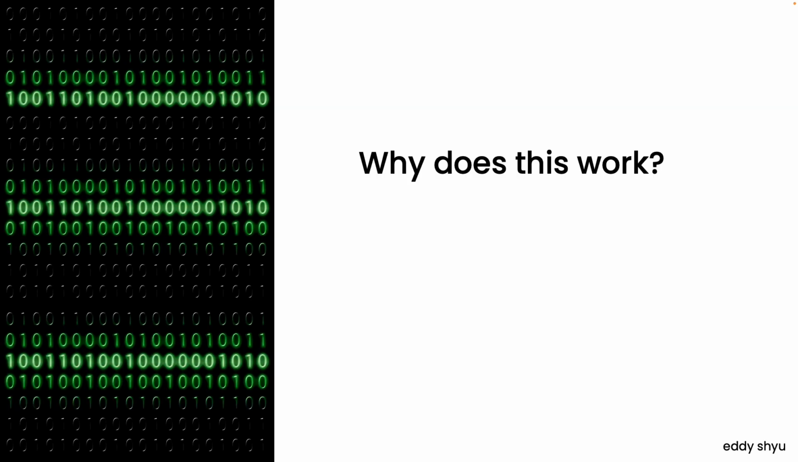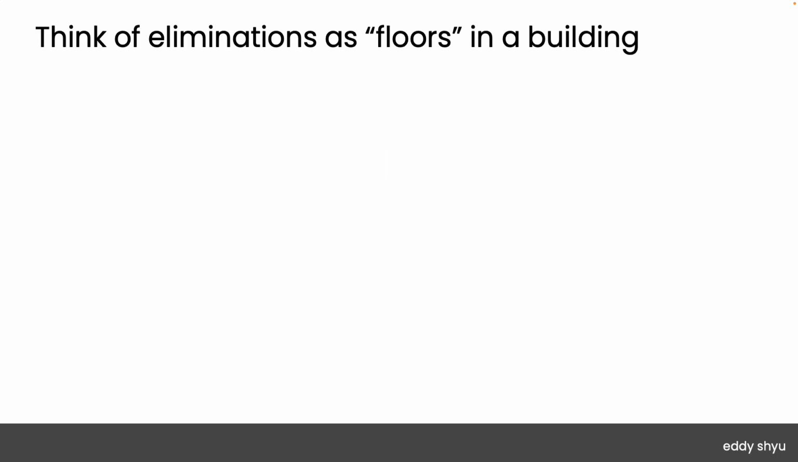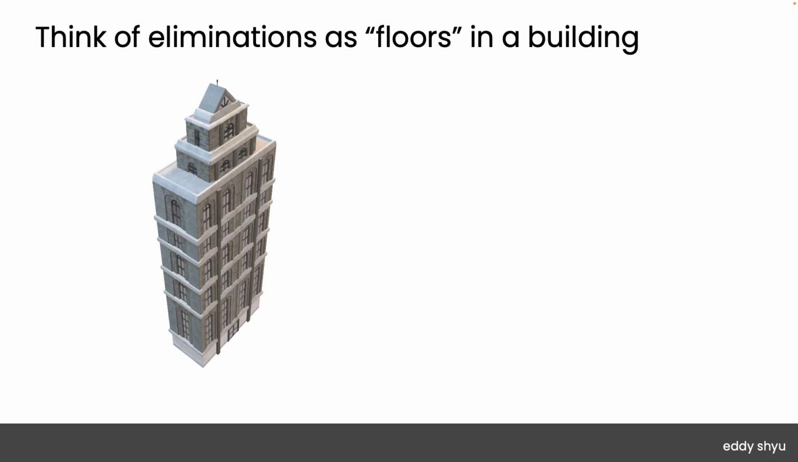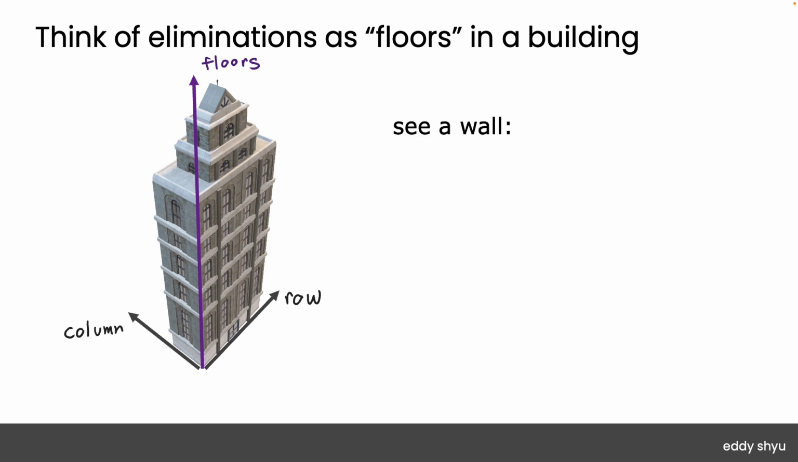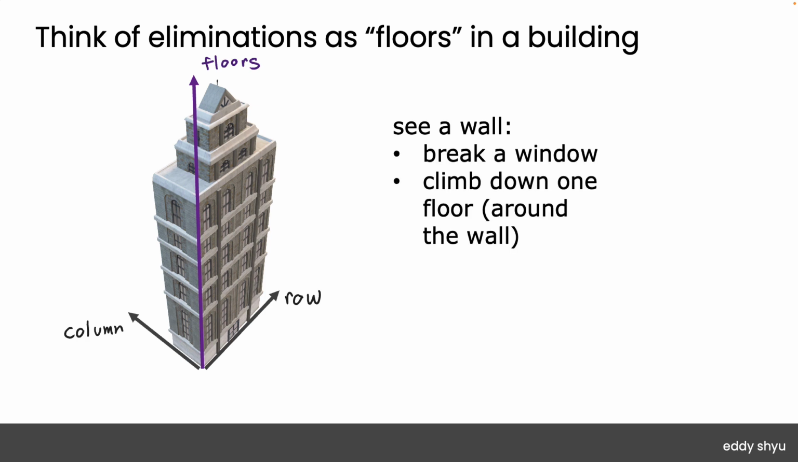So now the question may be, why does this work? How would I know to add the number of eliminations as part of the row column state? Okay. So one way to think of eliminations, you can think of them as floors in a building. So if you want to think of it as a building, there's the number of rows, and then there's the number of columns. So that's how you can move on the same floor, but there's also the number of floors. Okay, so you can imagine the problem to be stated slightly differently. When you see a wall, let's say you're on floor 2, you can break a window and you can climb down a floor to get around that wall.